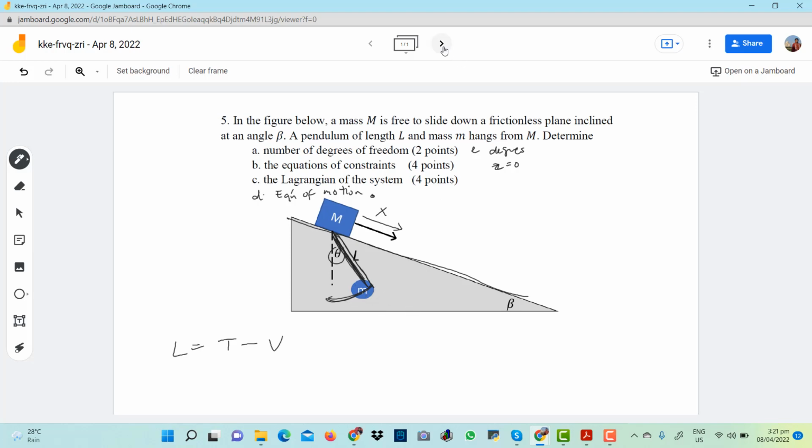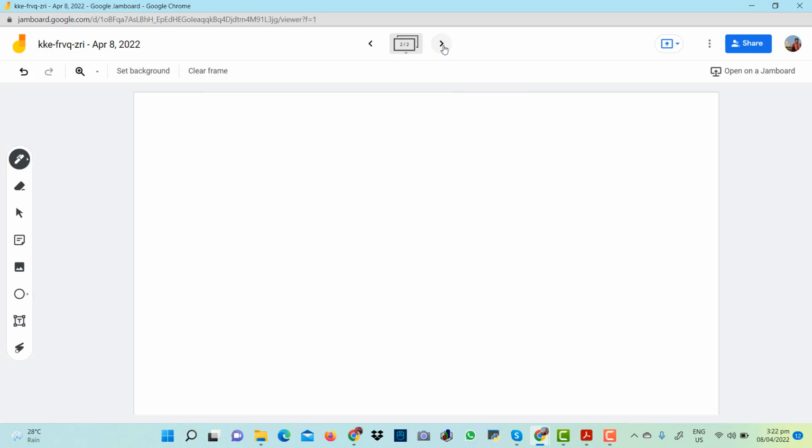Okay, so let's do this. The first thing I will do to solve the Lagrangian is get the position of each. Once I get the position, I can get the velocity and then the kinetic energy. From that velocity I get the kinetic energy, and from the position I get the potential energy. So the important thing is the position. In order to solve for the Lagrangian, I will determine the position of M and small m.